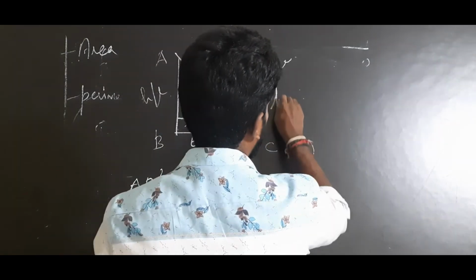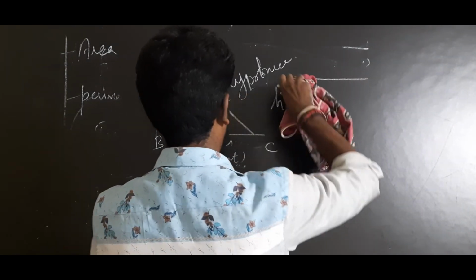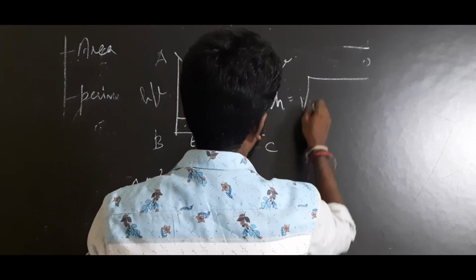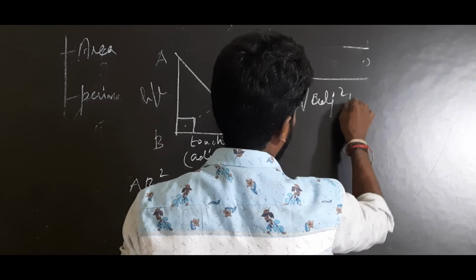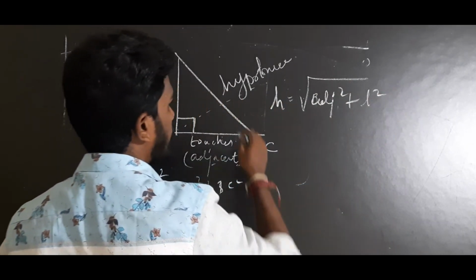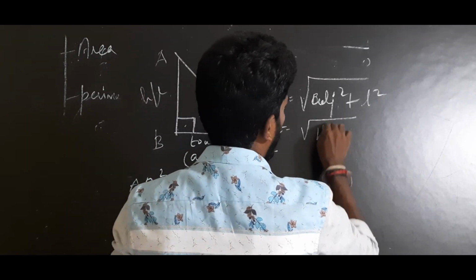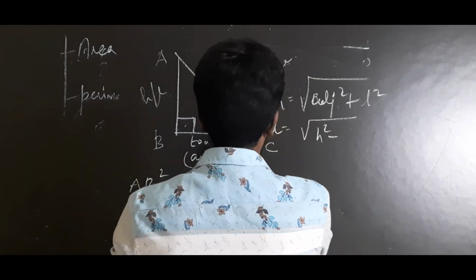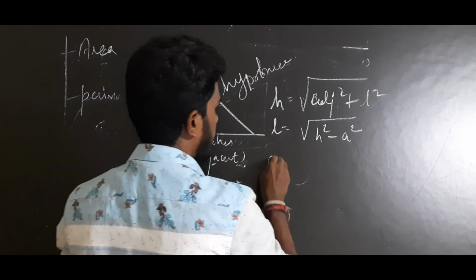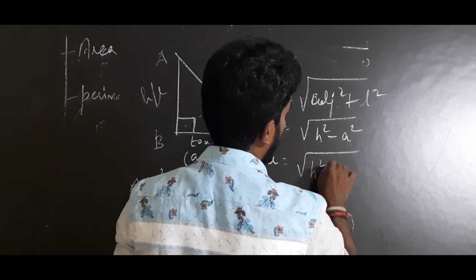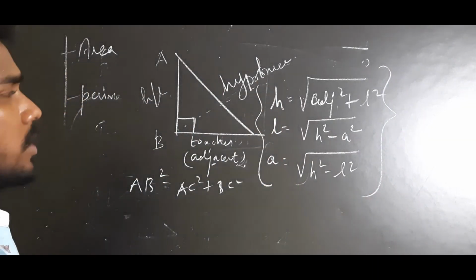If you have to calculate the hypotenuse, it is nothing but the square root of base square, like adjacent square, plus length square. That gives you the hypotenuse value. And if you calculate the length, it is nothing but hypotenuse square minus adjacent square. Similarly, if you have to calculate the adjacent, it is hypotenuse square minus L square. So from a triangle, this is how you will be interpreting.